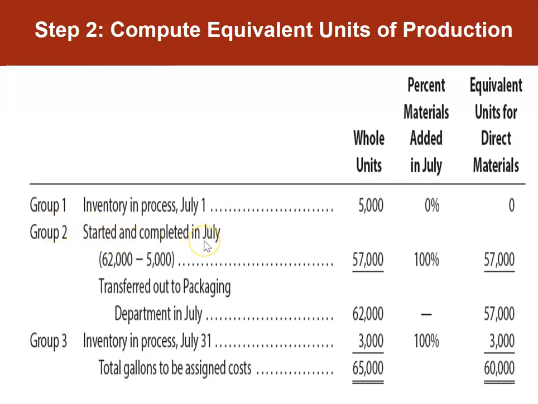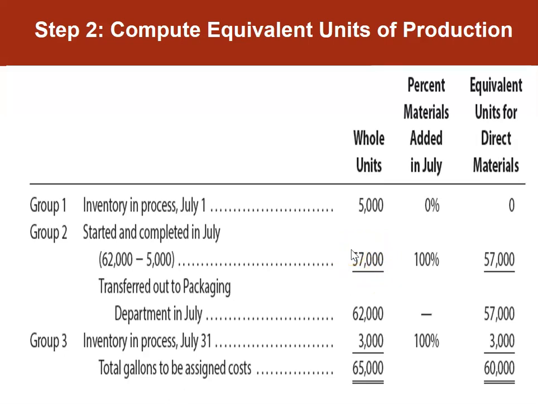Group 2 started and completed in July. We had 62,000. And so if we recall, we come up with a number here of 57,000. How did we get that? We were able to determine that, yes, we completed 62,000 of them, but it is assumed that any items in beginning inventory are going to be completed within the month. So we would merely take the 62,000 completed, subtract the 5,000 that were not started in the month of July to come up with our 57,000.